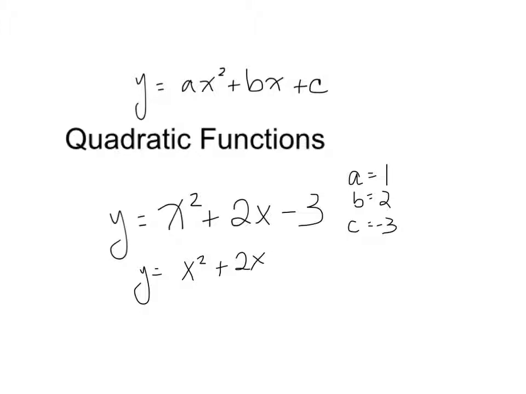But notice how initially it doesn't matter if you have no added number. That's still a function, because in this case, a and b are the same, but c equals 0 because there is no added number there, okay?